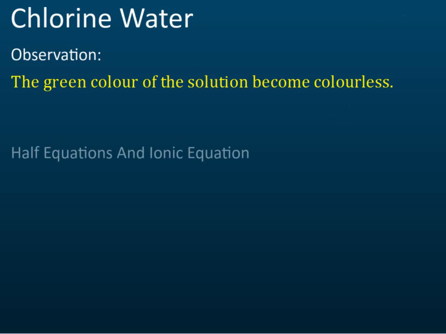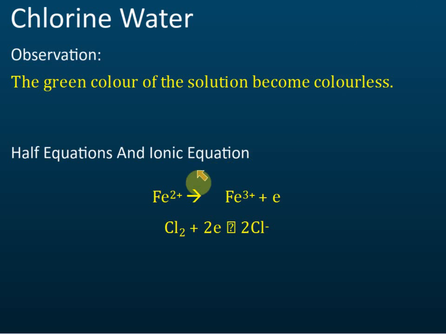That's the observations. And after the observations, you need to write the half equations. For these half equations, iron 2 changed to iron 3, and chlorine changed to chloride. This is an arrow. You see, it's about the same as bromine. So this is the half equations, and then from the half equations, we write the ionic equations.